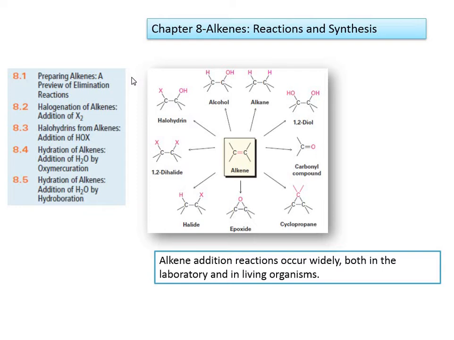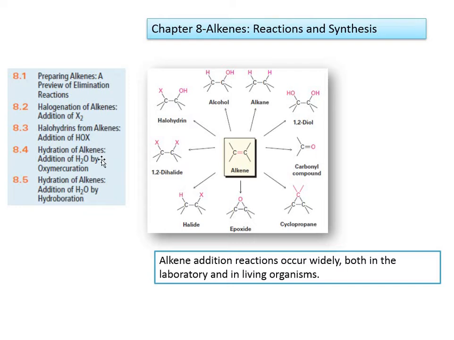First, we are going to see how we can prepare alkenes through elimination reactions. Then we will go to addition reactions, halogenation of alkenes, addition of Cl2 or Br2. Then we are going to see halohydrin formation from alkenes, addition of HOX. Then we are going to see hydration of alkenes, how can we add water to alkenes. Then the last we are going to see addition of water by hydroboration.